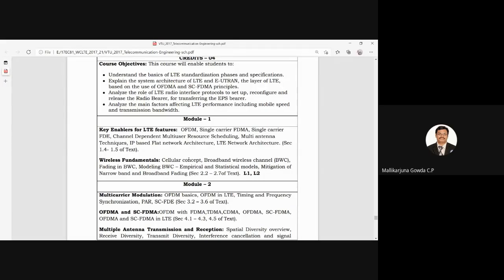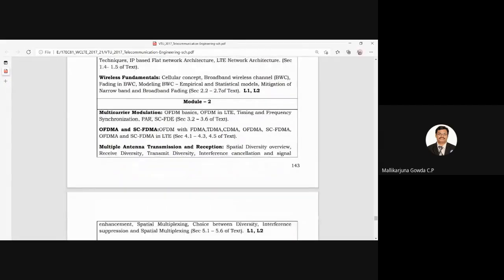Then, as I said, it starts with the key enabling technology, that is OFDM. In module 2, again we start with the basics of OFDM. Then how OFDM is used in LTE, that is in the 4G network. We will also discuss the timing and frequency synchronization of that. Then what are the difficulties in OFDM? That is the peak to average power ratio, PAR. How do we overcome that problem? What techniques are available for that?